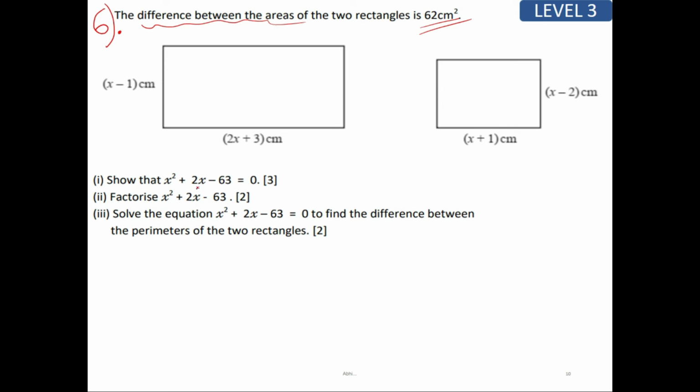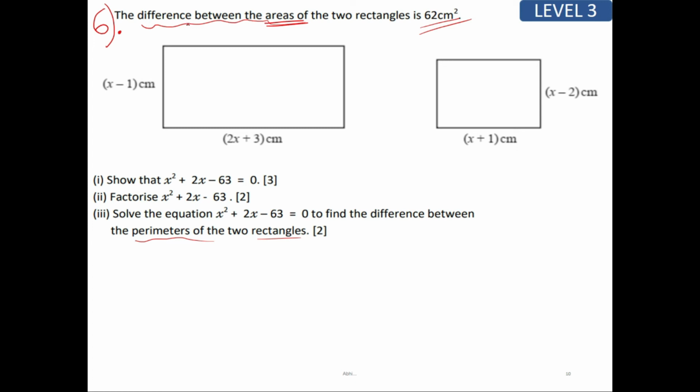Show that x squared plus 2x minus 63 equals 0. Factorize x squared plus 2x minus 63. And finally solve the equation to find the difference between the perimeters of the two rectangles. Starting with the first part, you have to show that x squared plus 2x minus 63 equals 0.